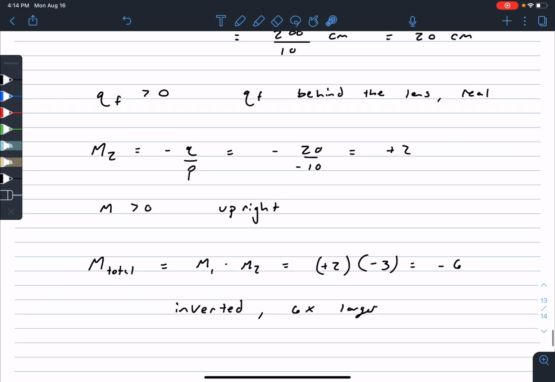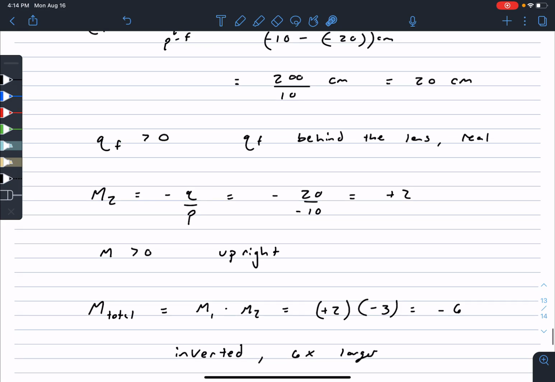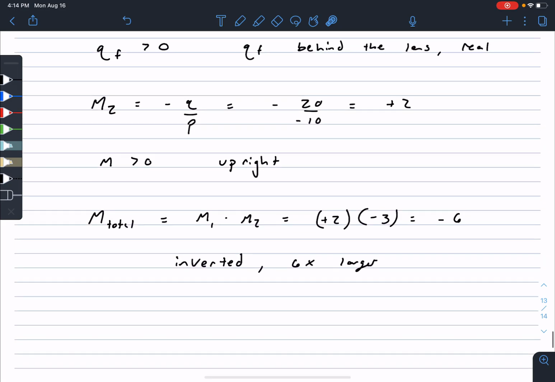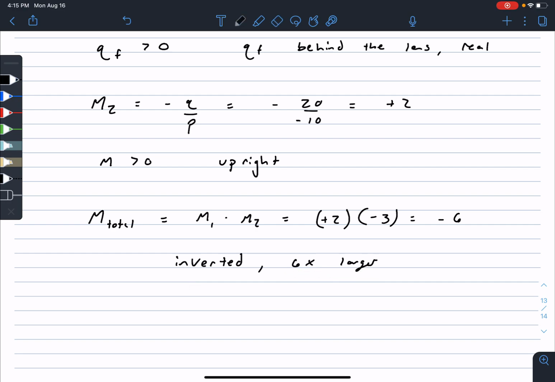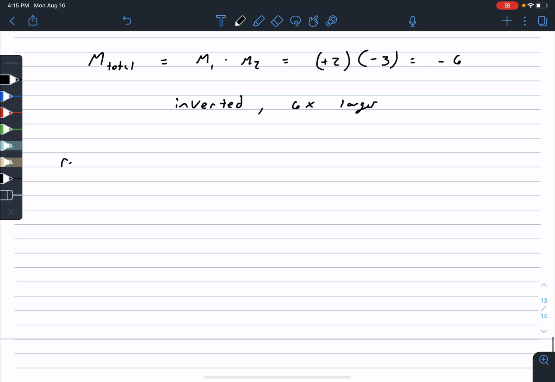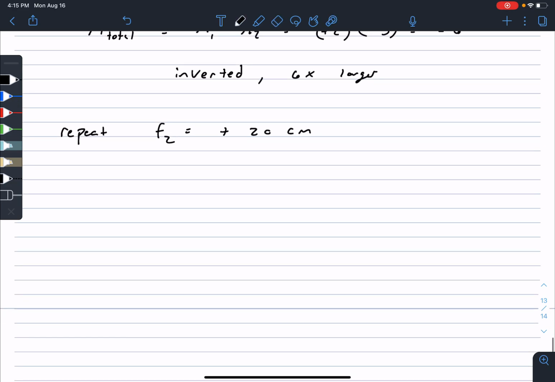Okay, so we found the image distance for the second lens for the final, and then we found the magnification for the second lens, and then we found the total magnification. We discovered that it's inverted. It's a real image, it's behind the lens, and it's 6 times larger. Now we want to repeat all of this for f2 equals positive 20 centimeters. So the second lens has been changed.